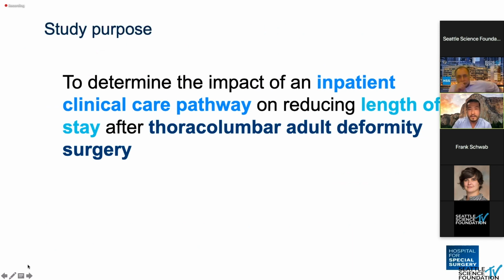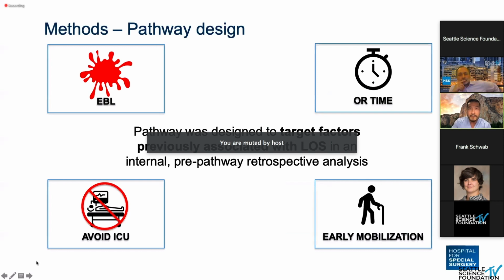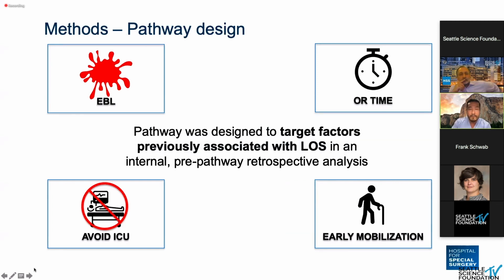So we sought to do a study looking at an inpatient clinical care pathway that would be able to reduce length of stay for these patients undergoing greater than 5 levels of operative intervention for their deformities. The way that we designed the pathway was trying to attack 4 factors. One was blood loss. The other was operative time, avoiding ICU stays, and early mobilization.